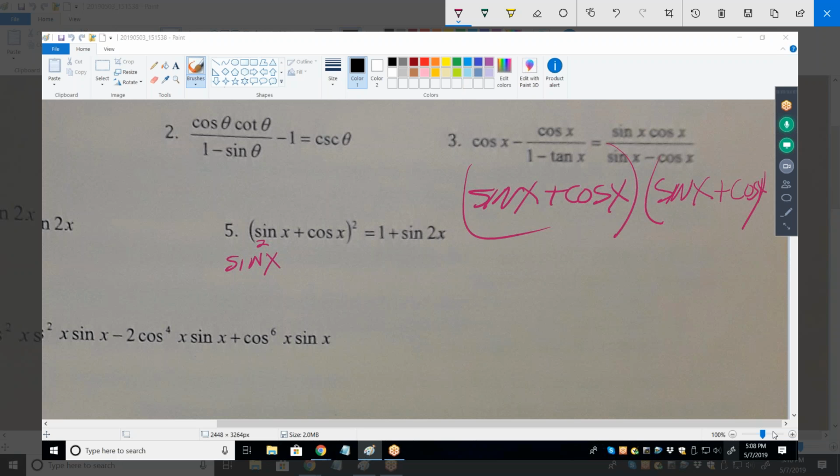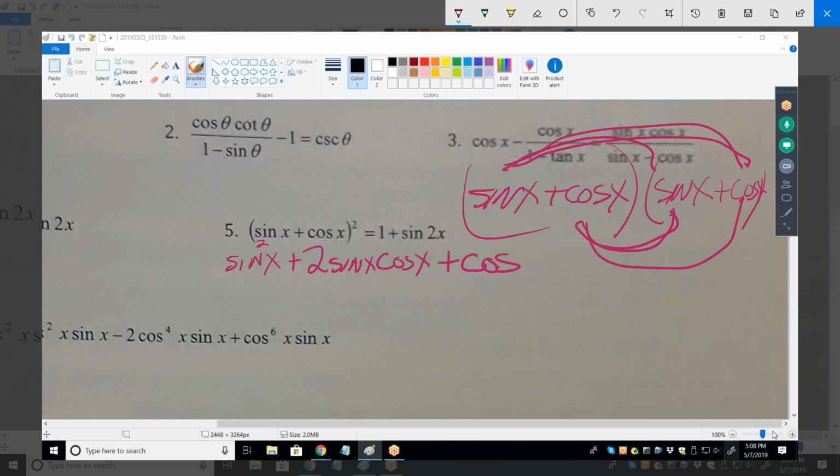Well, you have to multiply that times that. You have to multiply that times that. You have to multiply that times that. And you have to multiply that times that. So what you end up with is sine squared x plus 2 sine x cosine x. Notice that you get one from this one, and you get another one from this one. Plus cosine squared of x. That's the new left side of that equation. Okay?